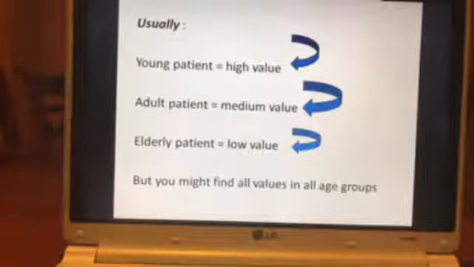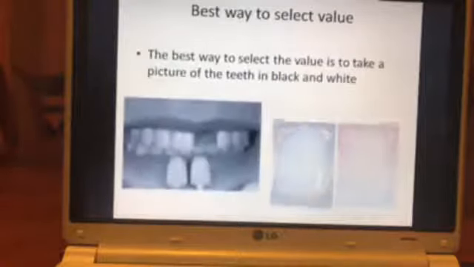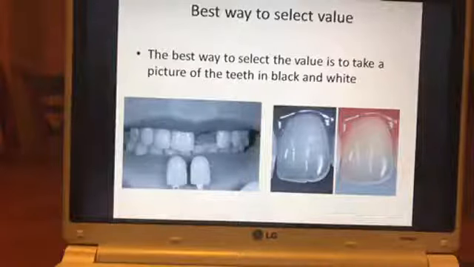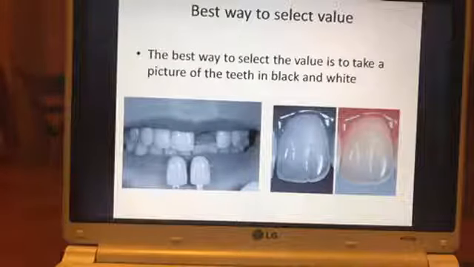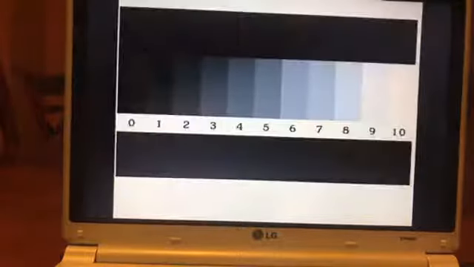But there is an easier way to select the value, because you don't want to make a mistake in color. You want to guarantee the result. How? By a black and white picture. Why? Because the black and white picture doesn't lie. It will give you either white, gray, or dark, that's it. When you make a black and white picture, you cancel everything about the color, about the chroma. You only look at the tooth to see if it is bright, medium, or dark. Look at this scale, for example.